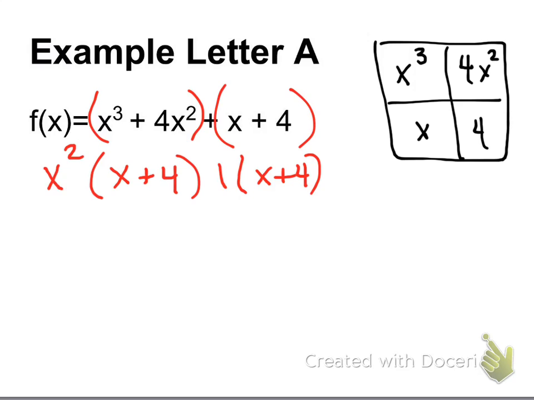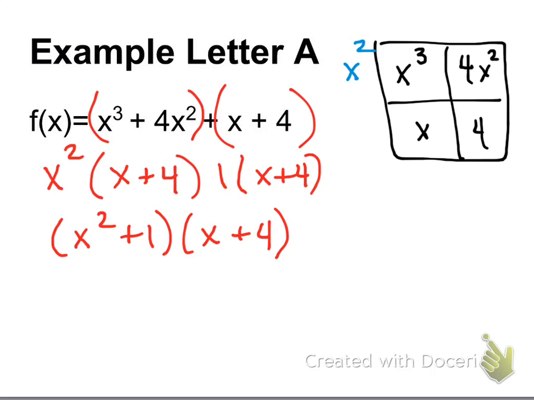From here, my two final binomials become x squared plus 1 and x plus 4. And this will be our final answer. So we have now factored to the third power. For those of you who do the box method, you can go ahead and check your work. So for that first column, I could take out an x squared. For the first row, I could take out an x. For the bottom row, I could take out a 1, and for that right-hand column, I could take out a 4. So your answer is still x squared plus 1 and x plus 4.